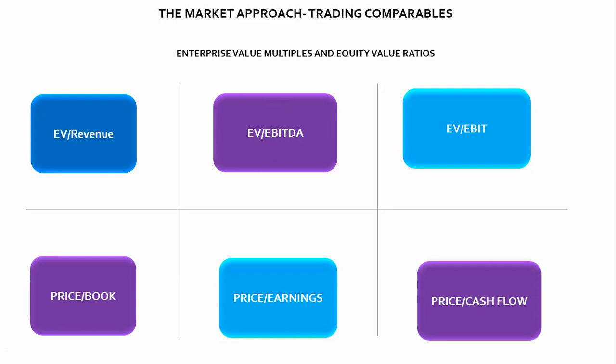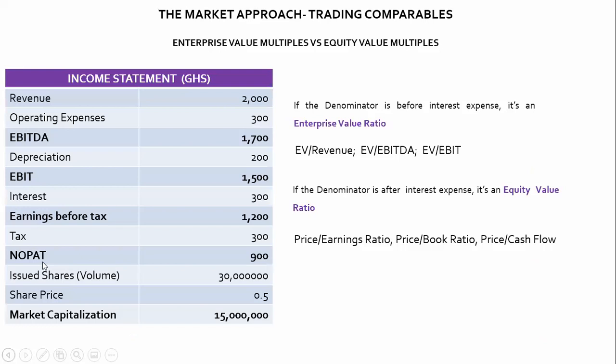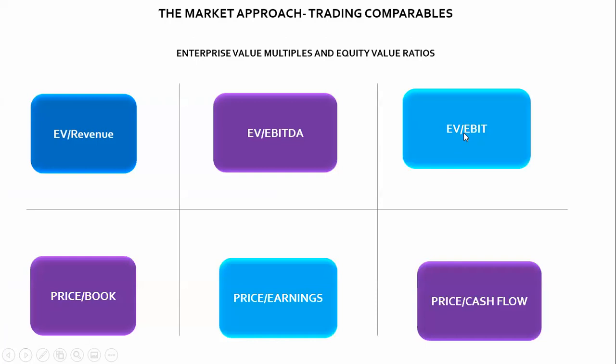Basically, it is using the operating profits as a driver of the company's value. That is what EBITDA means. Again, if you look at this extracted financial statement, if EBITDA is positive, it is okay to use it. If it is negative, then it may not be a good valuation metric to use. Same with the enterprise value to EBIT multiple. The difference between EBIT and EBITDA is that over here, you've taken out depreciation and amortization.